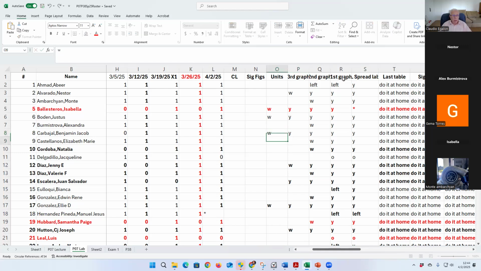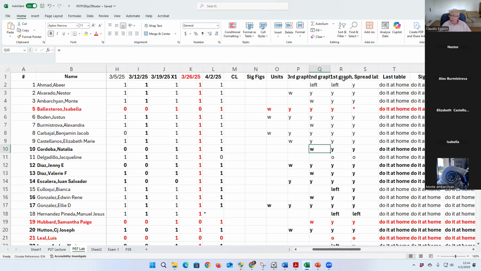That's good. Next is Elizabeth Castellano. I'm finishing up the third graph. Okay. And that's good. So you finished the second, right? And working on the third. Okay. Natalia Cordoba. Finished third graph. Okay. And working on the units. That's good. Jacqueline is not here. Next is Jenny. I'm just working on the units. Okay, good. Work on the units and you finish the third graph.